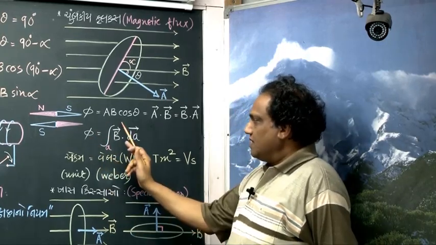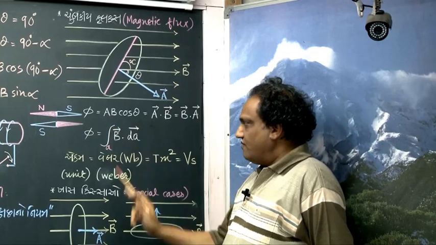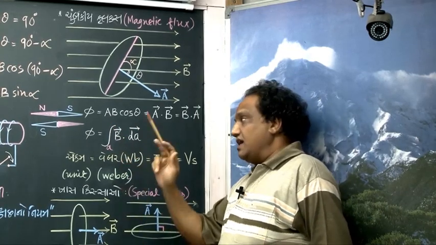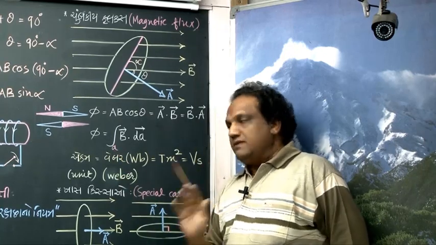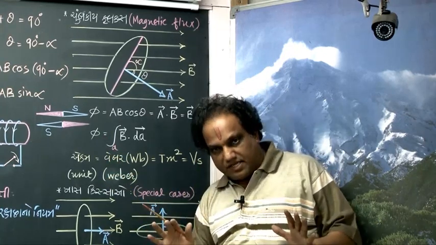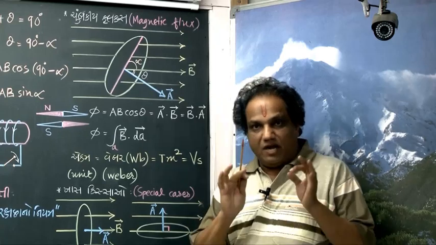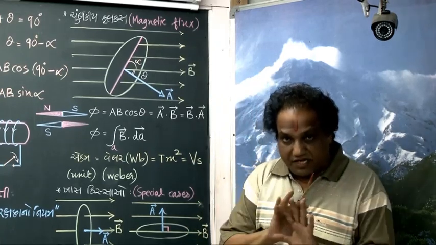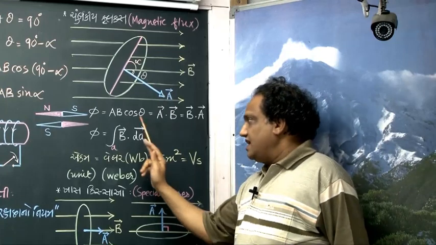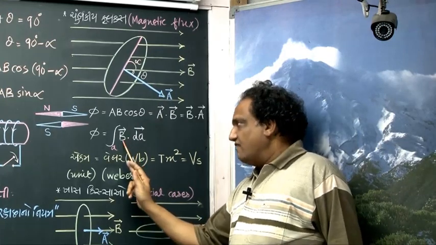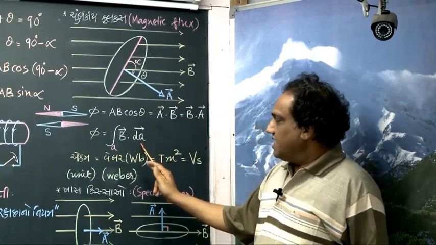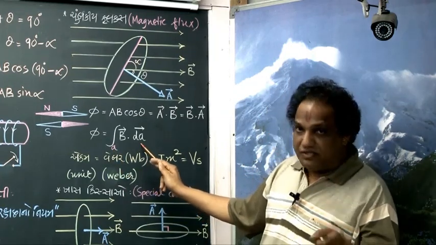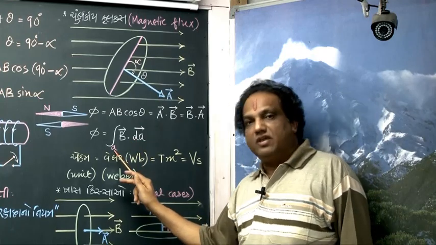Phi equals the surface integration of the magnetic field taken over that entire surface. So you can define magnetic flux in general like this: magnetic flux linked with any surface is nothing but the surface integration of the magnetic field taken over that entire surface. Such an integration is called an areal integration. That's why we have written a small a here.